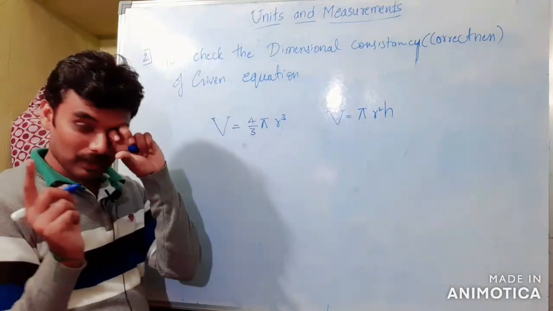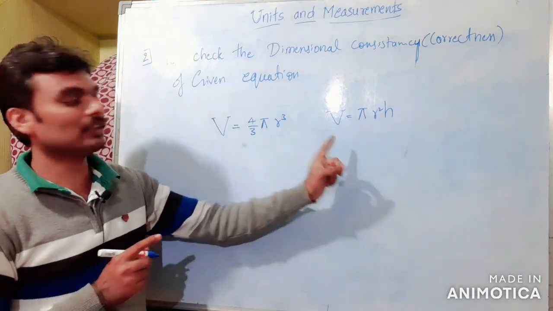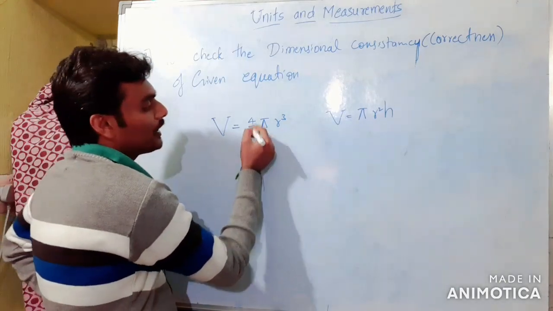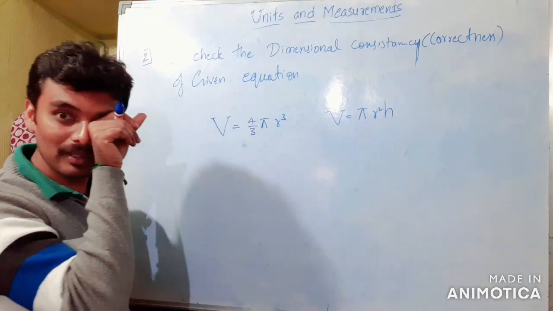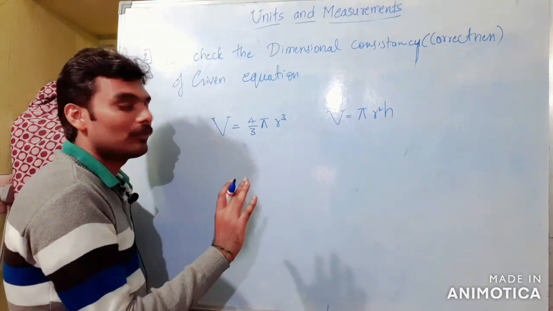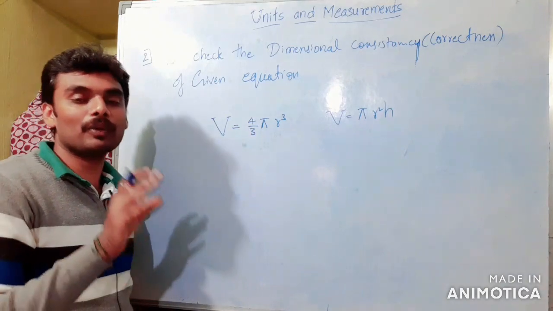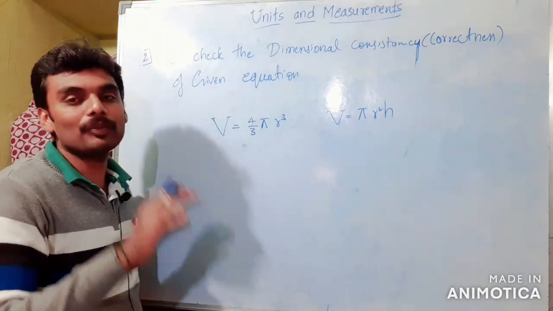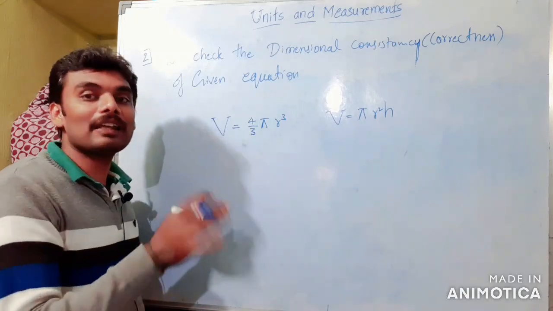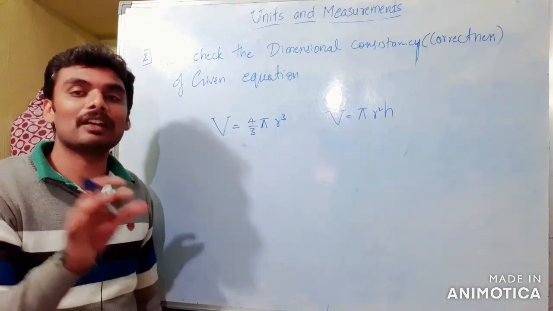You check it, these are the homeworks for you. You check the dimensional consistency of this equation and this equation. You'll find out what to do with this pi. Anyhow, 4 by 3 is just a number, and this number has got no dimension, so no dimension for 4 by 3, that's fine. What about pi? Pi is again a simple number, no need to worry about the dimension of pi, because pi does not have any dimension in it. So pi is a dimensionless constant. Pi is just a number, it can also be taken as a dimensionless constant.